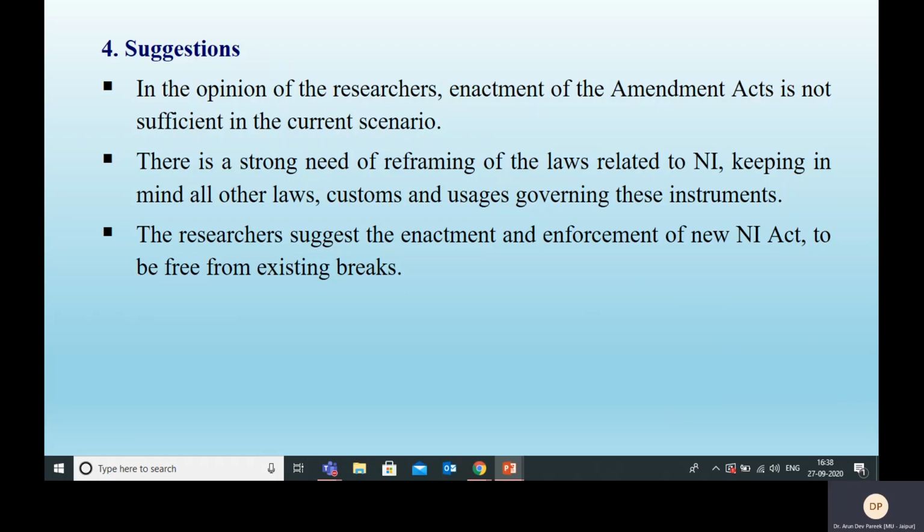As far as the third suggestion is concerned, the enactment and enforcement of a new Negotiable Instruments Act should be free from any existing break. It should be flawless. If these points are followed, definitely we will have a strong Negotiable Instruments Act, which will be very effective as far as implementation is concerned. There will not be any loophole, and that will be the major promissory step to be taken by the government.